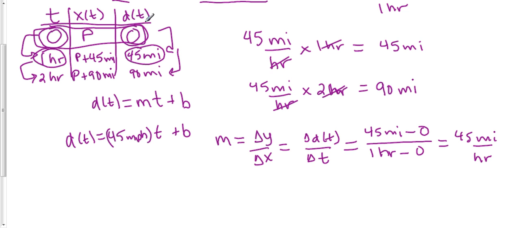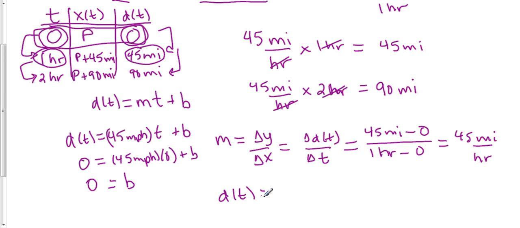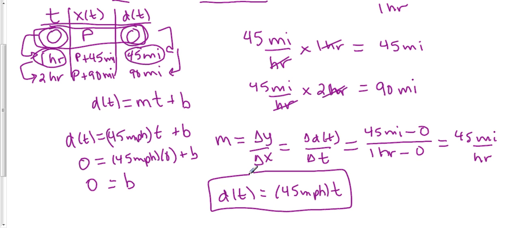So d of 0 is 0, and I've got my 45 miles per hour, and that's going to be times 0. That's what I'm substituting in for t, plus b. So my intercept is going to be 0. And now I finally have a full expression for d of t, which is going to be that 45 miles per hour times time. And there's our answer to the first part of the problem.